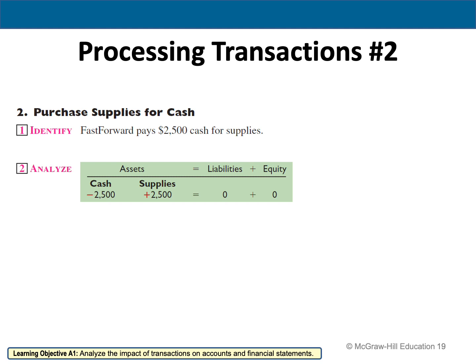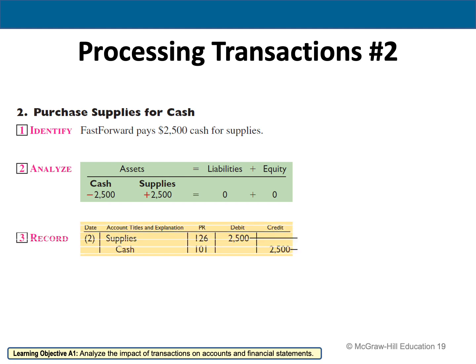So if my cash is decreasing, where should I record the cash? Debit or credit? My answer is, of course, credit. Why? Because the cash is decreasing. Supplies is an asset, and if the asset is increasing, I'm going to record it on the debit side. So cash should be recorded on the credit side because it's decreasing, and supplies should be recorded on the debit side because it's increasing. So now let's go to the third step, which is recording the journal entry.